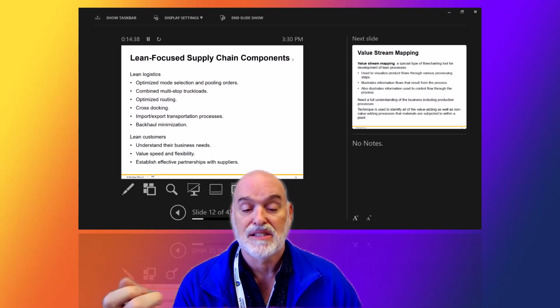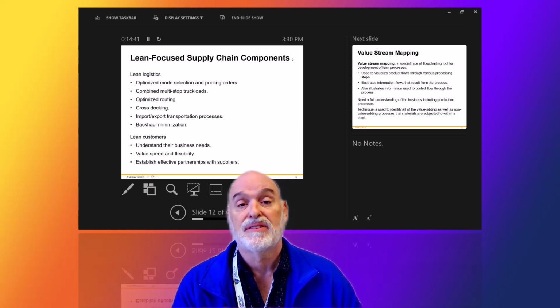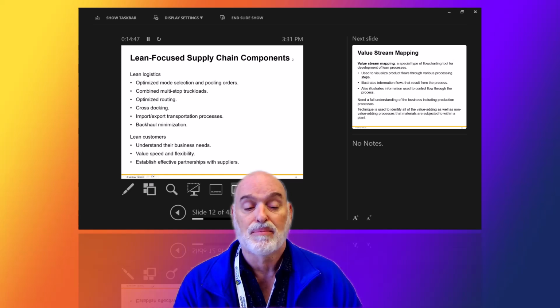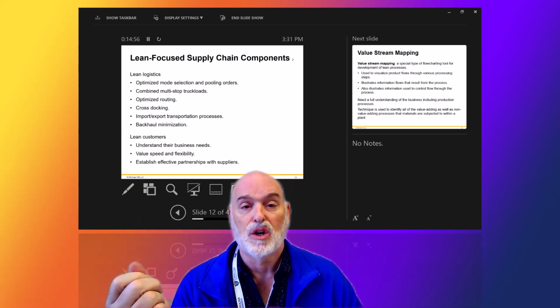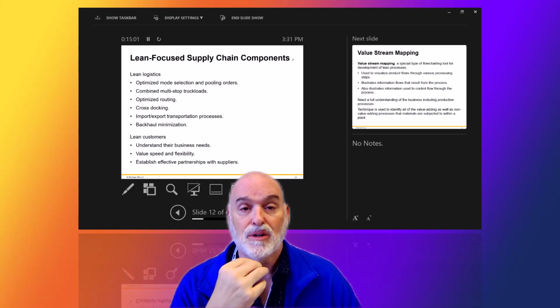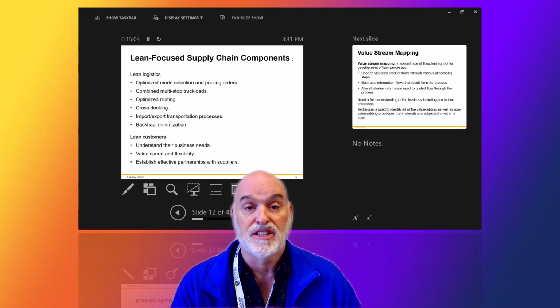Import-export transportation processes. In my previous lives at different companies, I was an import manager, an export manager, so I understand the processes here, and many times we had to expedite the process because we had customers who were clamoring for the goods that were coming from Italy or Asia or wherever they were coming in, and we had to make sure that we got them in as soon as possible. And one of the important things is making sure that your documentation was good so that things could get cleared by customs. Also, backhaul minimization.